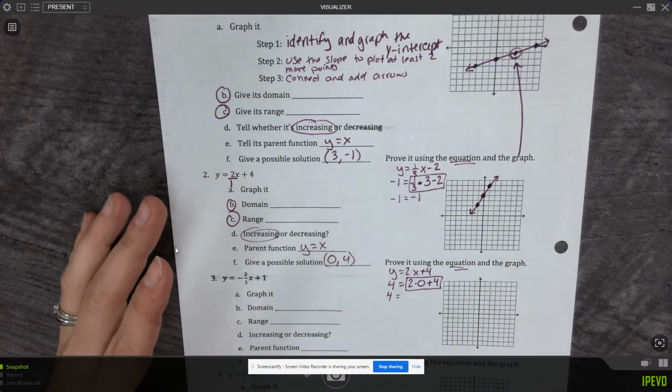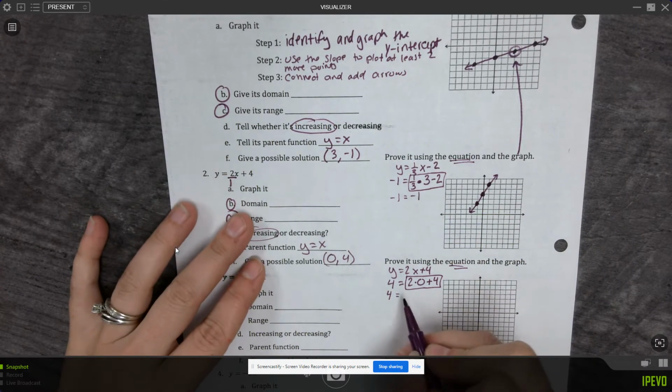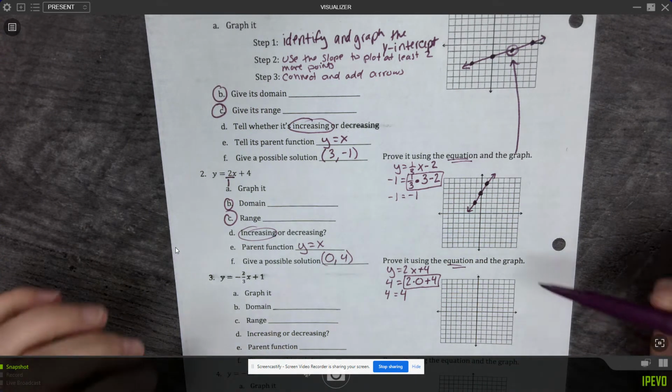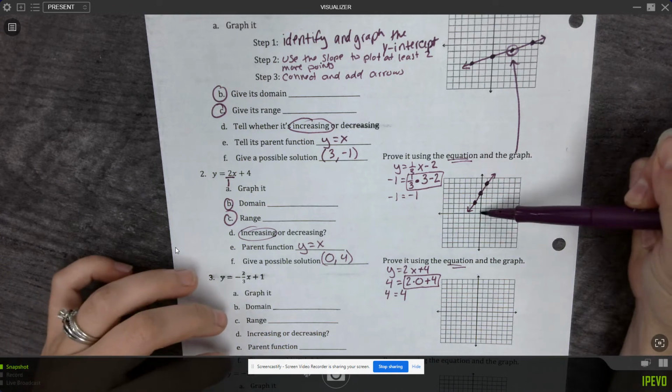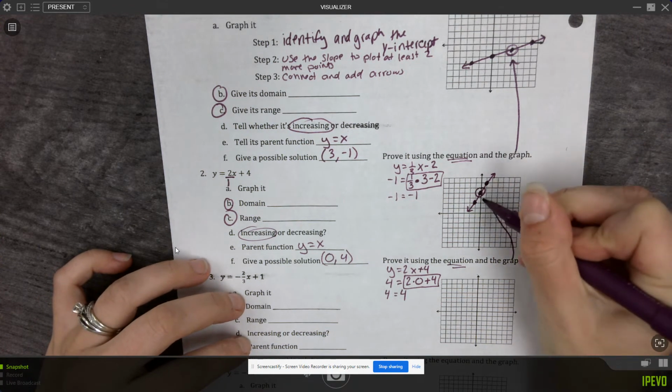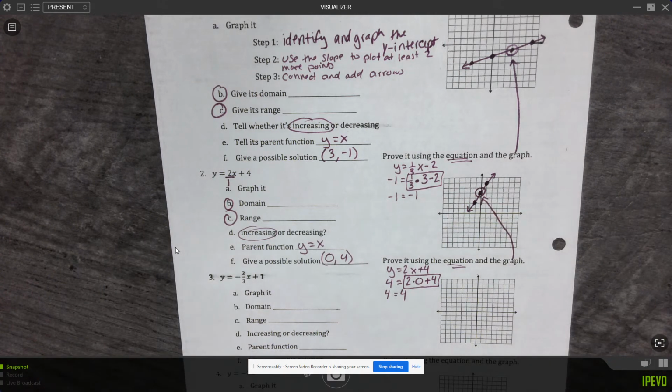Or think about the fact that 2 times 0 is 0. 0 plus 4 is 4. Those two numbers are the same. You've proved it using the equation. Good job. Now on the graph, we're going to go to 0, 4. Hey, look, that dot is on the line. Perfect, I've proven it.